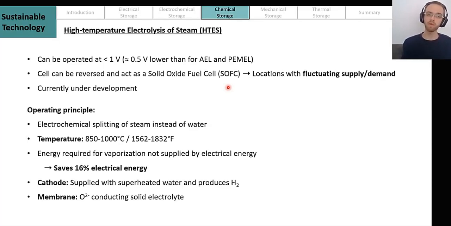The cathode in this kind of system is supplied with superheated water and therefore produces hydrogen. And our membrane is a conducting solid electrolyte. So it's basically a solid which is able to conduct oxide ions, O2-.